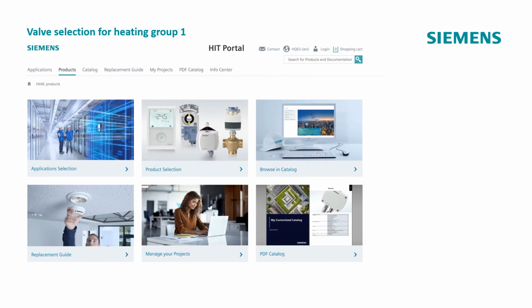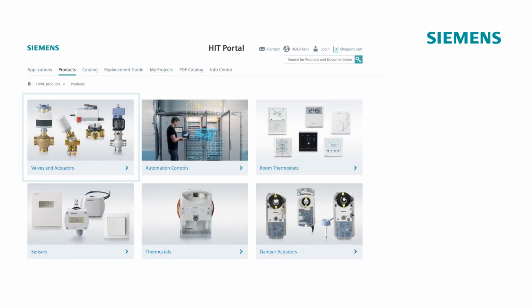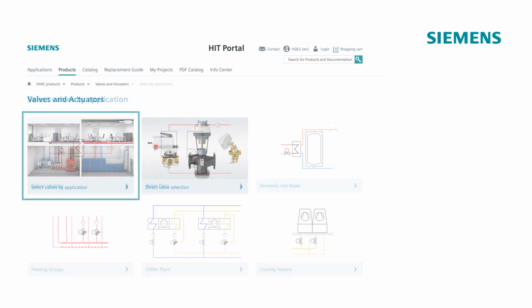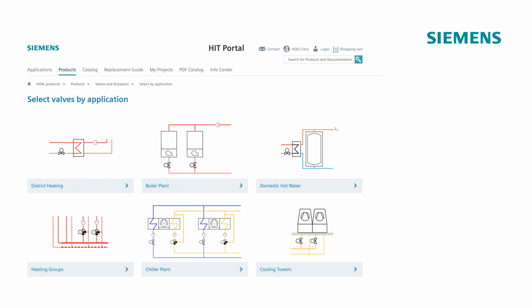The control valve and the corresponding actuator for heating group 1 can very easily be selected in the Siemens HIT Portal. Click on Product Selection. Then, Valves and Actuators. Now you can choose whether you want to select the valve based on the present application, or whether you prefer to go to Direct Valve Selection. We choose Valve Selection based on application. Select Heating Groups.